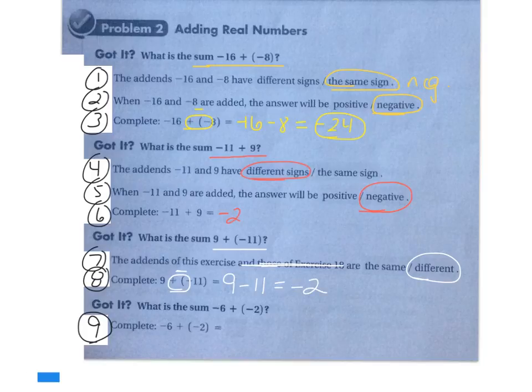Now, I'd like you to look for a moment at something. 9 minus 11 is very similar to negative 11 plus 9. Matter of fact, they're identical. Notice how the sign of the 9 is positive and the sign of this 9 is positive. The sign of 11 is negative. The sign of this 11 is negative. In this case, they're the same equation because the sign has to follow the number it's with.